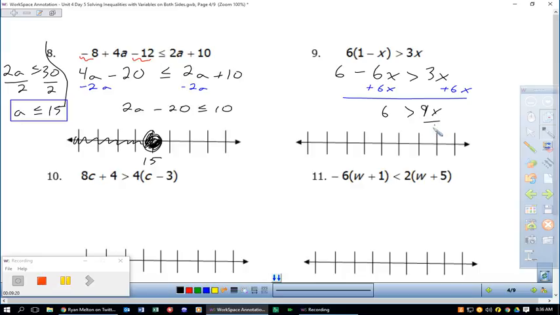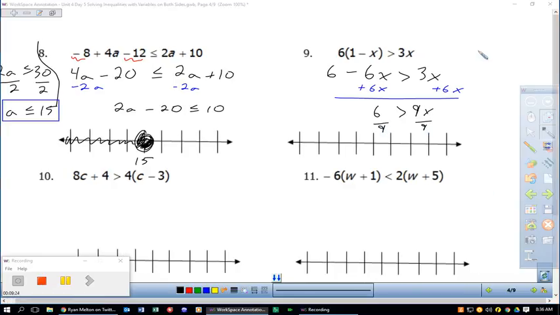6 divided by 9. So that is 2/3. Yeah, 2/3 is greater than x. Well, here's where we're going to have to be careful. So if we do that, that's why I move them all the way to the left. If you move it to the right like that, then you really are going to have to think about this as x is less than 2/3.